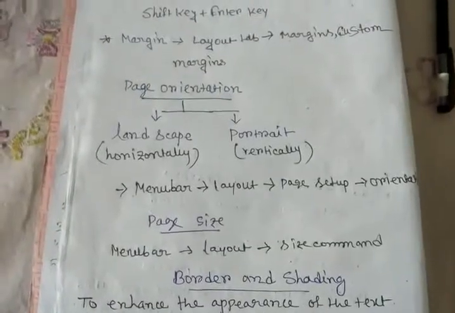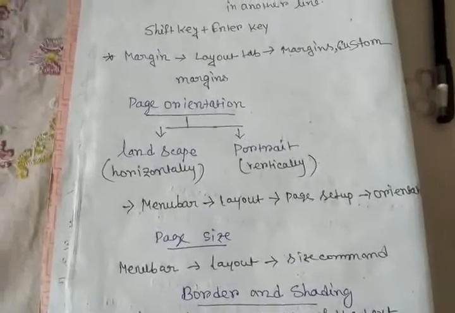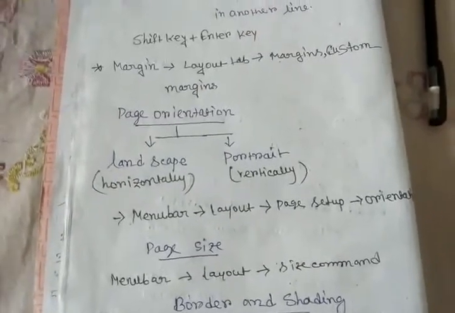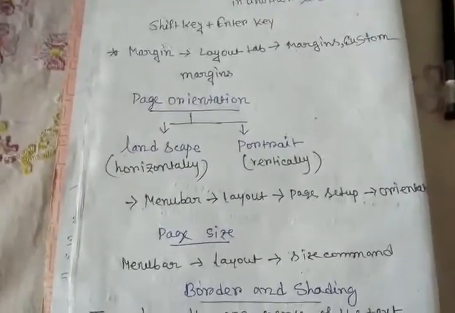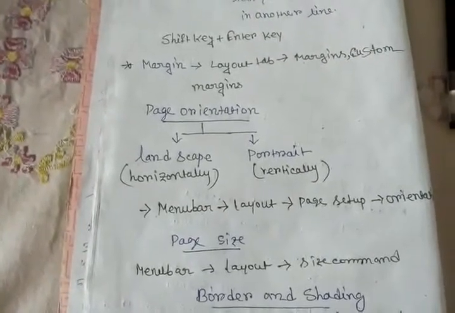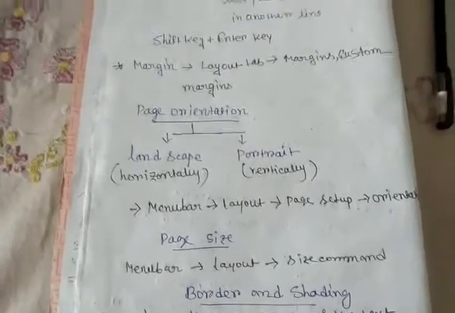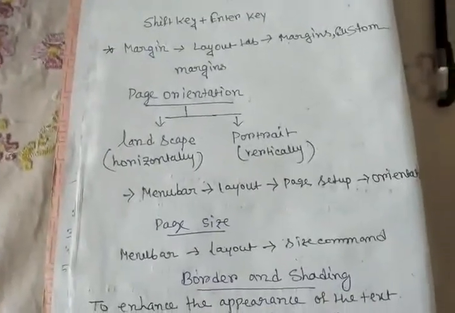To add page orientation, you have to follow these steps. At first, you have to go to the layout tab of the menu bar, and then a drop down menu will appear. From there you have to select either portrait or landscape, whichever you want to add.